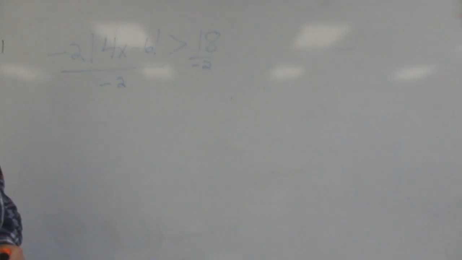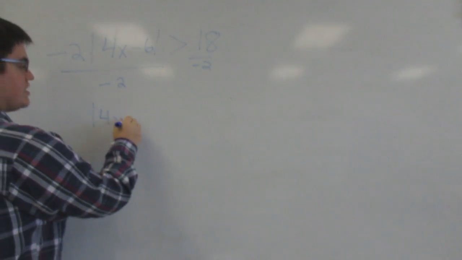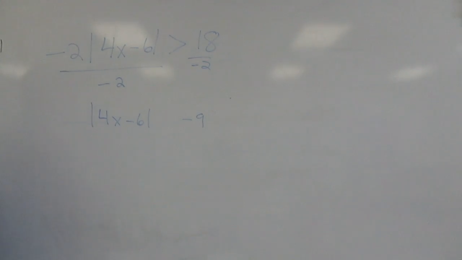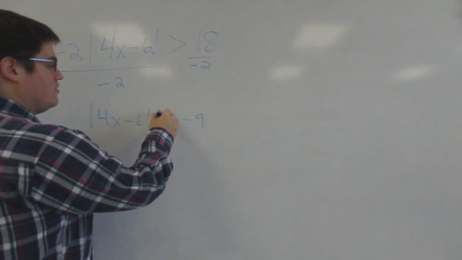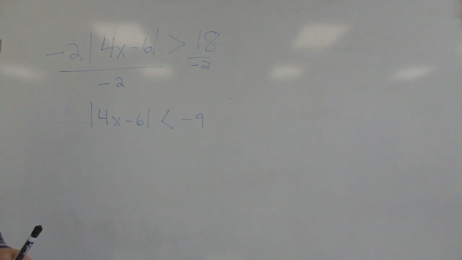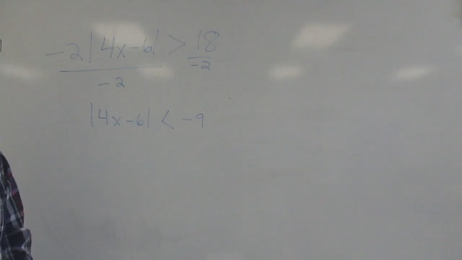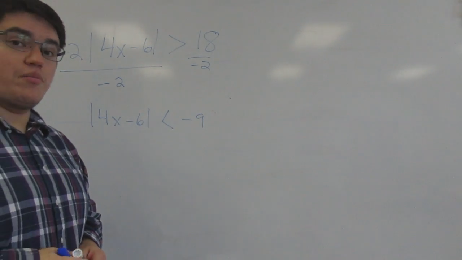If you try to add 2 there, take a second and think why you're not adding 2 or multiplying. Okay, so you have the absolute value of 4x minus 6. 18 divided by negative 2 is negative 9. But since we divided by a negative number, we have to flip that sign. Okay, so some of you might then think, okay, distance away from 0 has to be less than negative 9. Blah, blah, blah, life is good. And then you come up with your 2 answers, you're thinking everything's great. But wait!